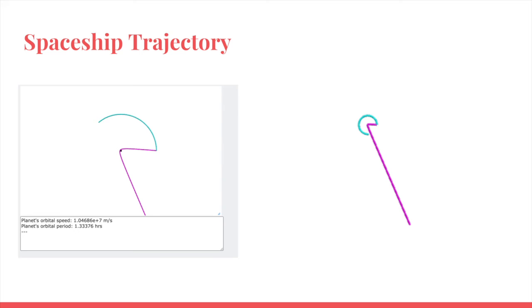The spaceship is in purple and the planet is in blue. So you can see that the spaceship went really close to the black hole, but it did not collide with it. And the one on the right is the completed computation.